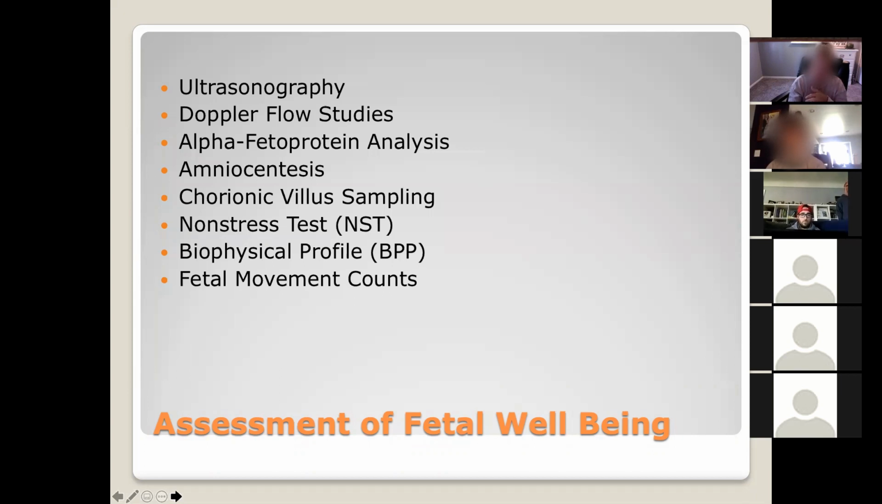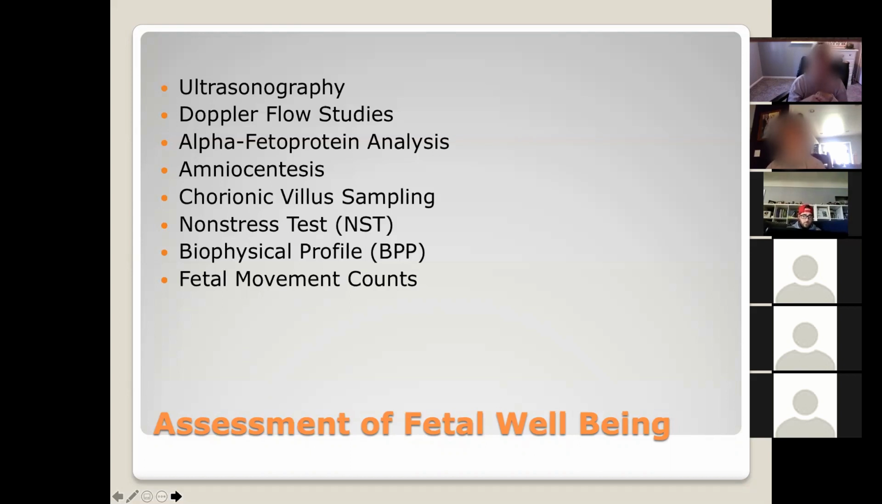A lot of times we will use this if we think we need to deliver this mom earlier than that 37 weeks. We never want to deliver a baby early if we don't have to, but if there's a medical reason or if there's a reason why that baby is not going to do better in utero, then we need to get that baby outside and see if we can help it better outside of the uterus. But we want to make sure that those lungs are mature when we deliver that baby. So they can test fetal lung maturity by that amniocentesis also.